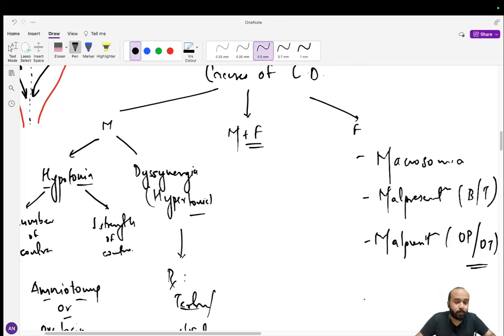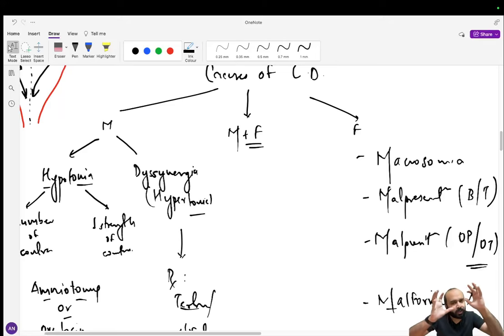And of course, if there are any congenital malformations like hydrocephalus or a large sacrococcygeal teratoma, all these malformations which increase the baby's particular size, particular dimension, are going to obstruct the labor.